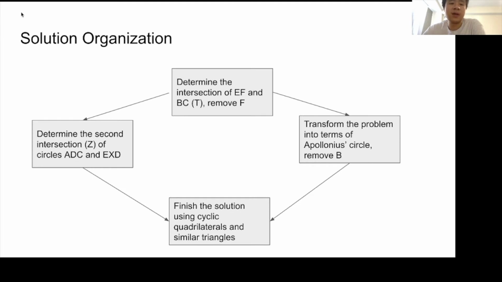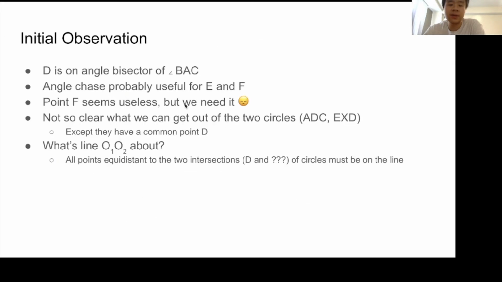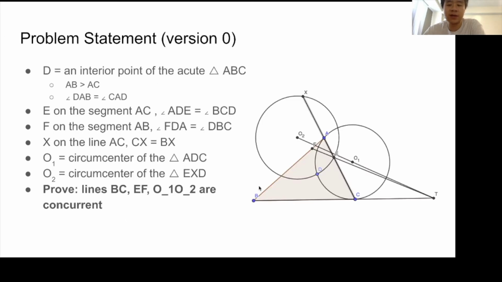So now, this is my solution organization. The first thing I did was to get rid of F. But how am I going to do it? I look at where the intersection of EF and BC is. Because if we can determine the intersection of BC and EF, then we don't really need F anymore, because we can just operate on this point instead and show that this point also lies on the third line.